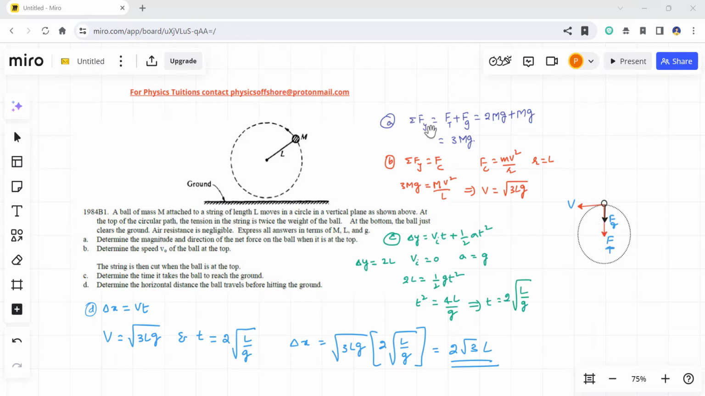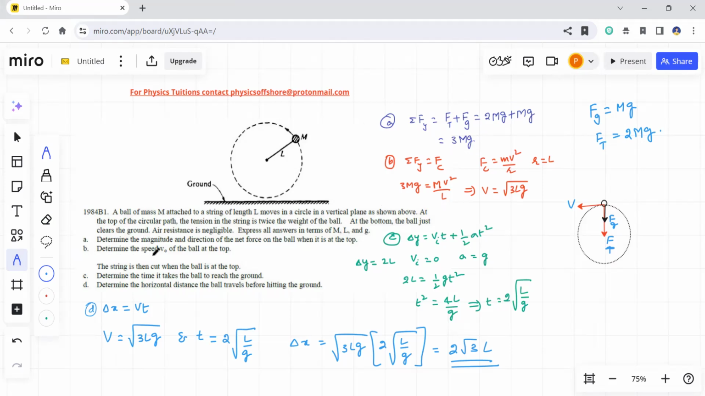So sigma F is equal to F tension plus F gravity. And then he is saying that the tension in the string is twice the weight of the ball. Therefore, F tension is 2 mg. We know Fg is equal to mg. This is given in the problem. So the total is 3 mg. This is the answer for the first bit.